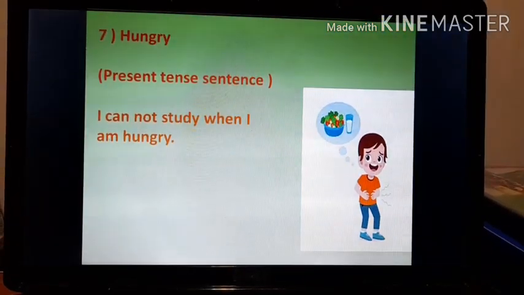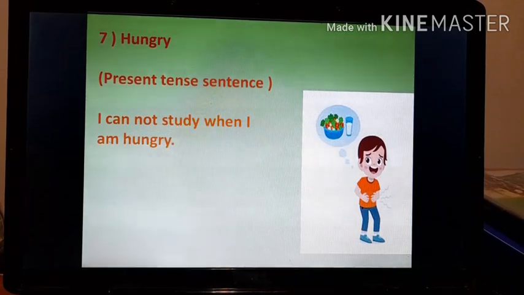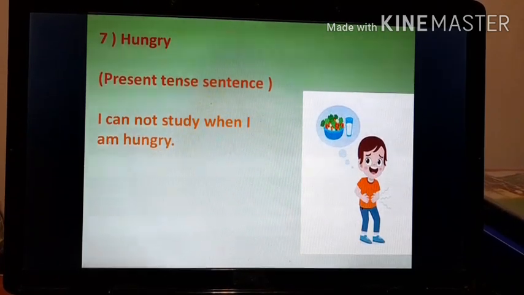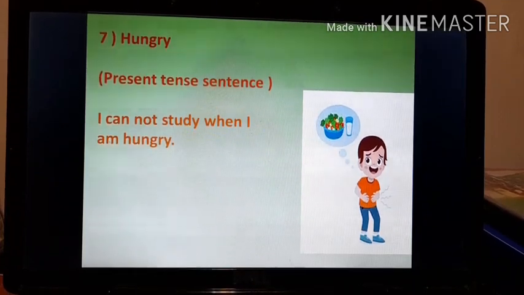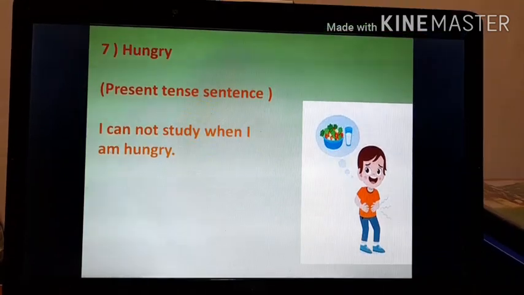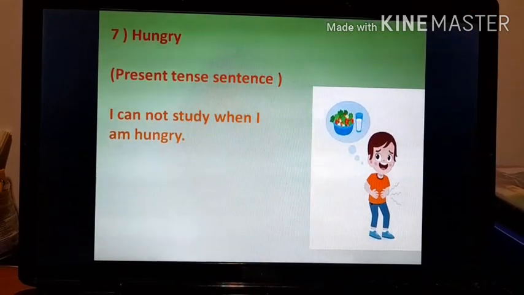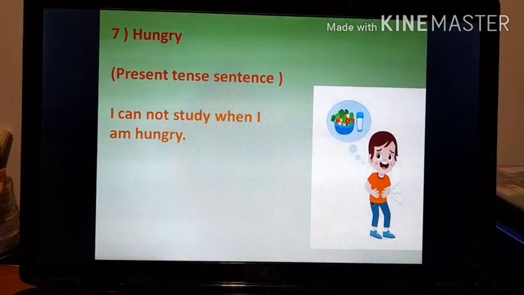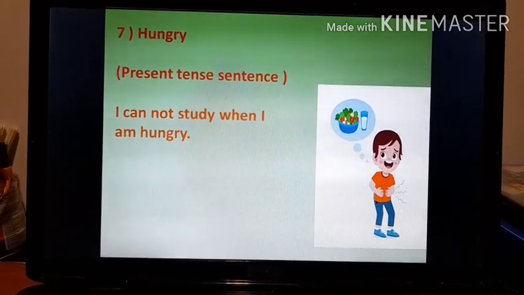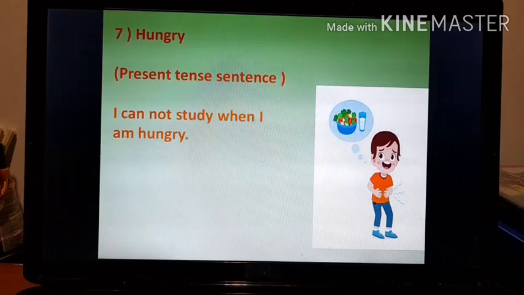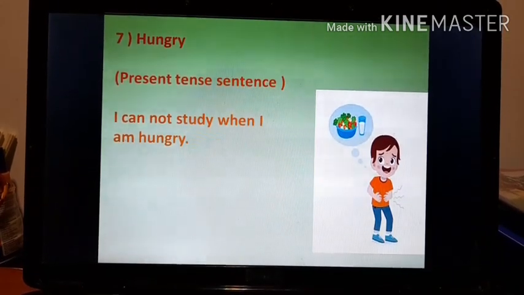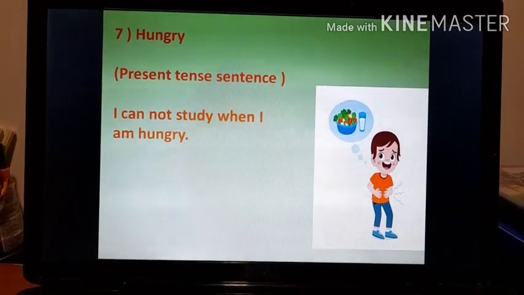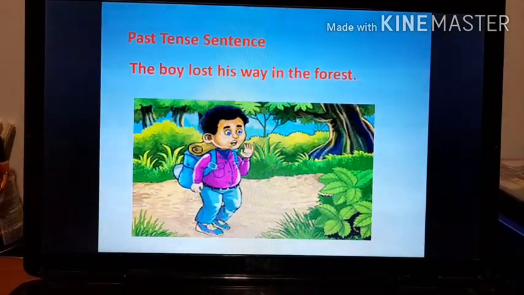Now the next word is hungry. Hungry. So the present tense sentence which you can make on this is, I cannot study when I am hungry. That means, whenever I am hungry, I cannot study. I cannot study when I am hungry. It's a present tense sentence.